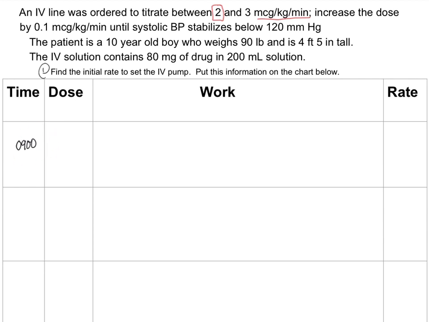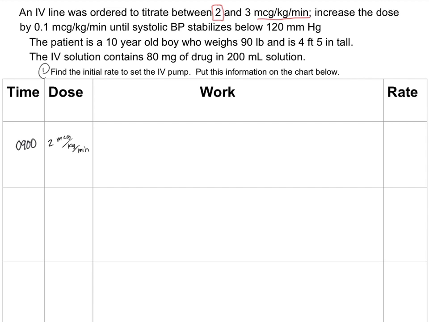I'm going to go ahead and fill out the first line. The time, I just made this up, it's 0900. The dose, the initial dose that the patient is set to receive: we are not told to start at any particular value, which means we should assume we'll start at the minimum value. The minimum dose that a patient would receive would be 2 micrograms per kilogram per minute.